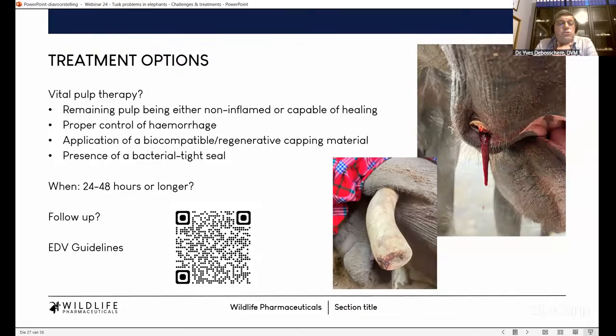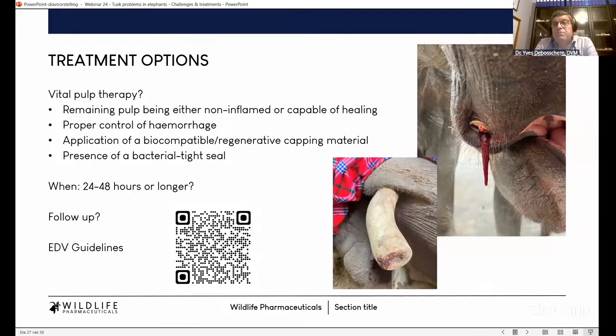But the question is, when should we do it? Should we do it at 24 hours, 48 hours, or longer? We really don't know. We will see in a study from Rose what is possible, but I know from colleagues that they say that they even have good results after 1 week or 2 weeks. But I think we shouldn't wait longer than 2 weeks to do vital pulp therapy. And let's say that the rule of thumb is the sooner you can do it, the better the results will be anyway. And then the next question is, how do we follow that up?